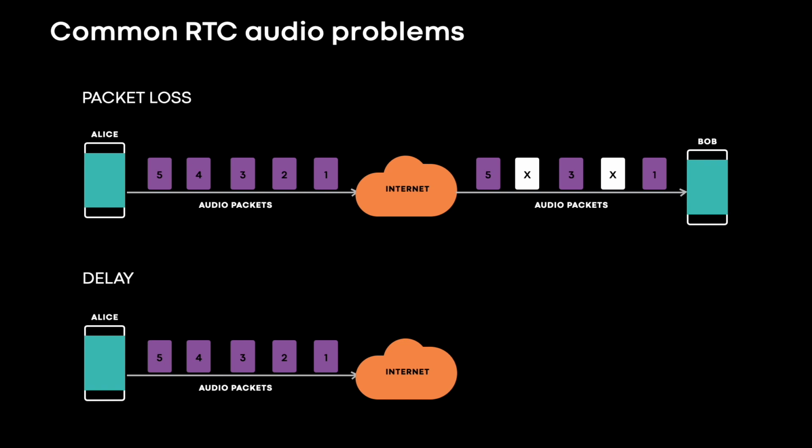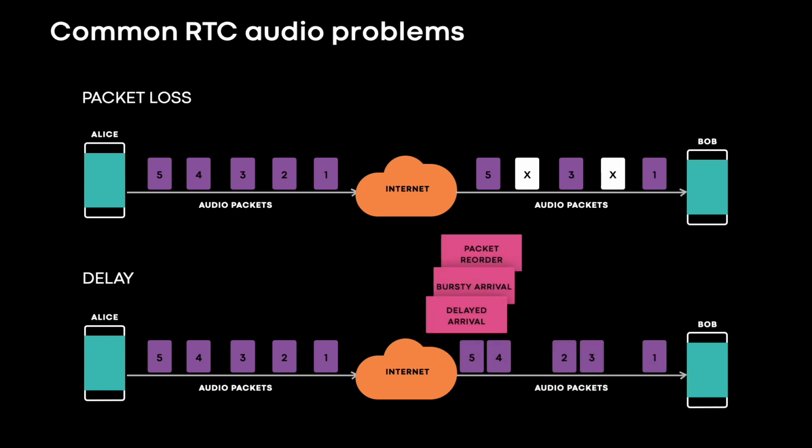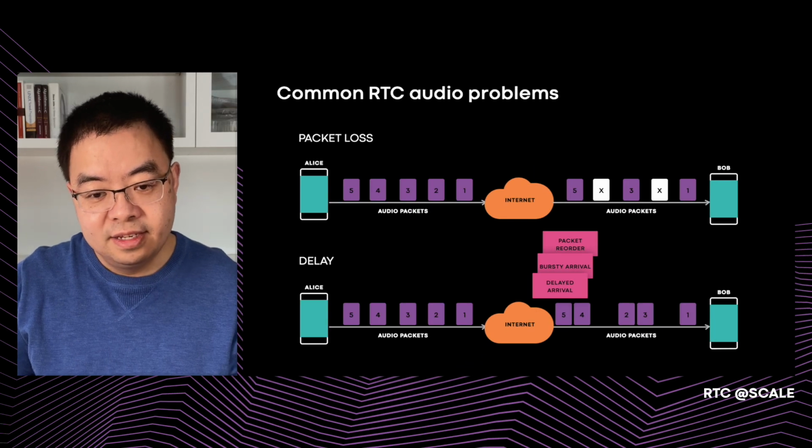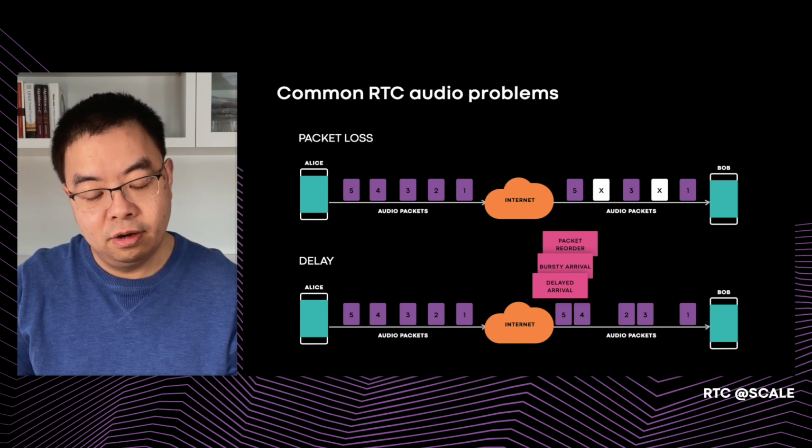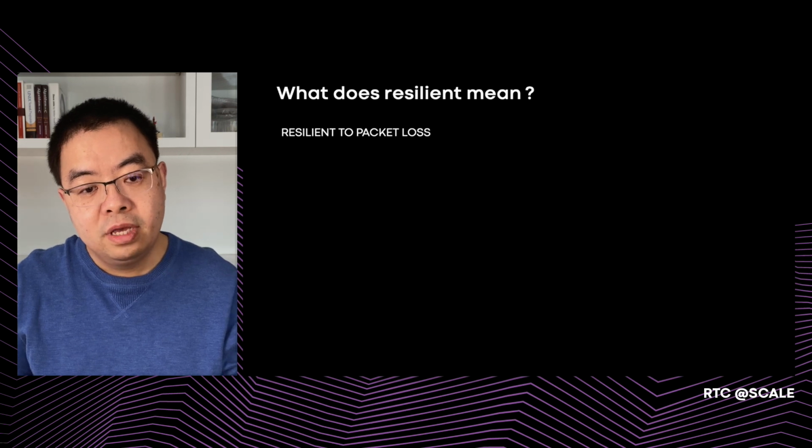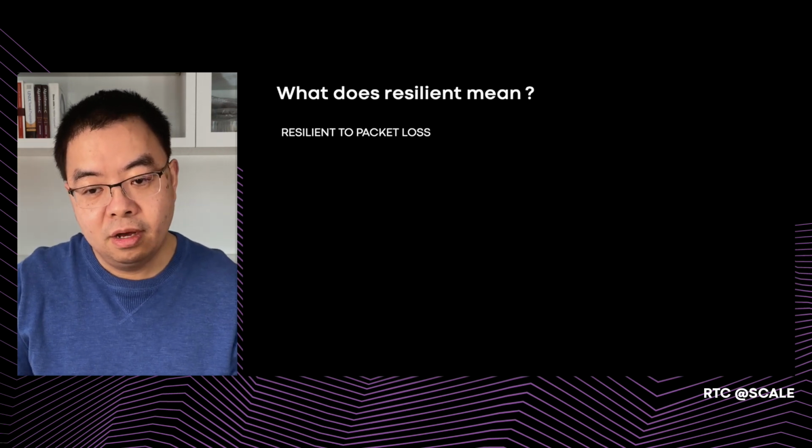Another category of problem is delay. When Alice sends audio to Bob, normally the audio encoder is going to generate audio samples in a fixed time interval. However, due to the network, there can be many conditions happening, such as bandwidth fluctuation and multiple paths. This can result in delayed arrival of audio packets or burst arrival. And sometimes we can even see packets get reordered during the transmission. All these issues on Bob's end will result in Bob hearing long delayed audio. Therefore, in order for us to deliver high quality audio over the internet, we must address these two problems.